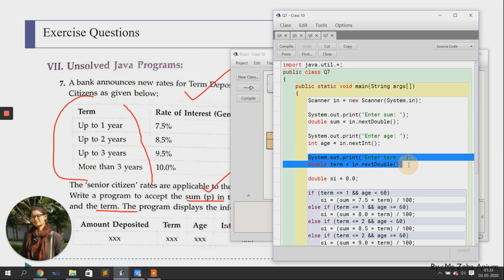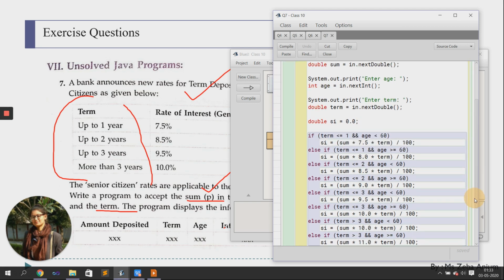We have time, and first we are going to calculate here the amount. We are going to calculate the simple interest: principal into rate into time divided by 100. See, this is the overall formula.